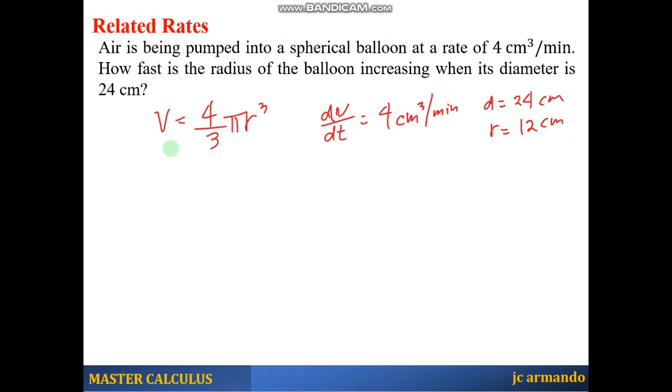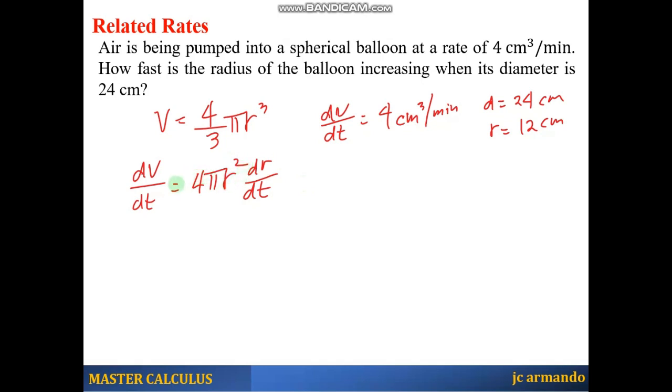So, we take the derivative of this. So, dV dt. Derivative of r cubed is 3r squared. So, 3 times 4 thirds is 4. I'm so sorry. 4 pi r squared dr dt. Sorry for that.